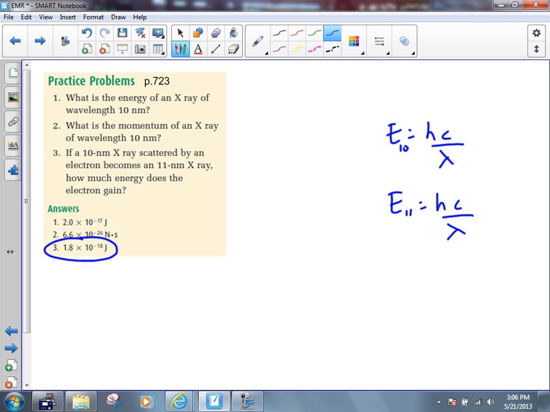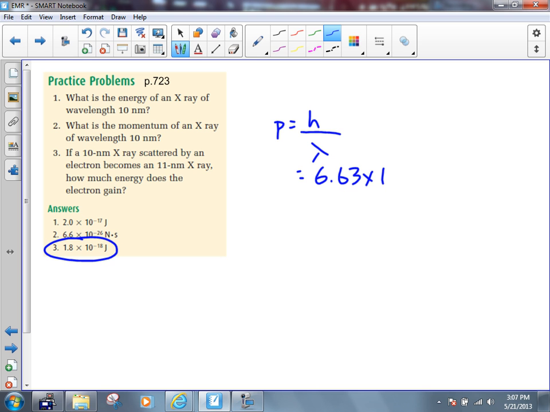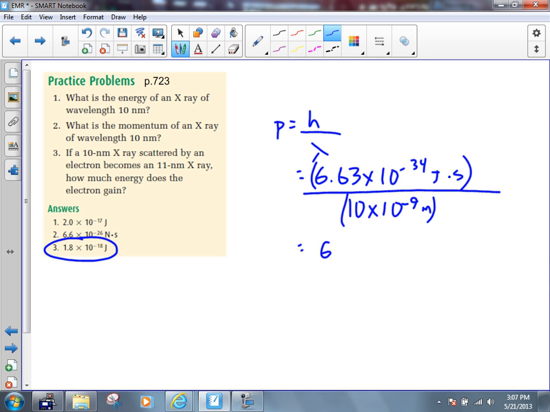All right, let's take a look at number 2 here as well. What's the momentum of an X-ray with a wavelength of 10 nanometers? We have two equations that are on our data sheet for momentum of photons. E is equal to P times C, and we have P is equal to H over lambda. So we're going to say 6.63 times 10 to the minus 34. Remember, we always use that 6.63 value for Planck's constant when we're dealing with this photon momentum stuff. Divide that by the wavelength, which is 10 times 10 to the minus 9. And we should end up getting 6.6 times 10 to the minus 26.